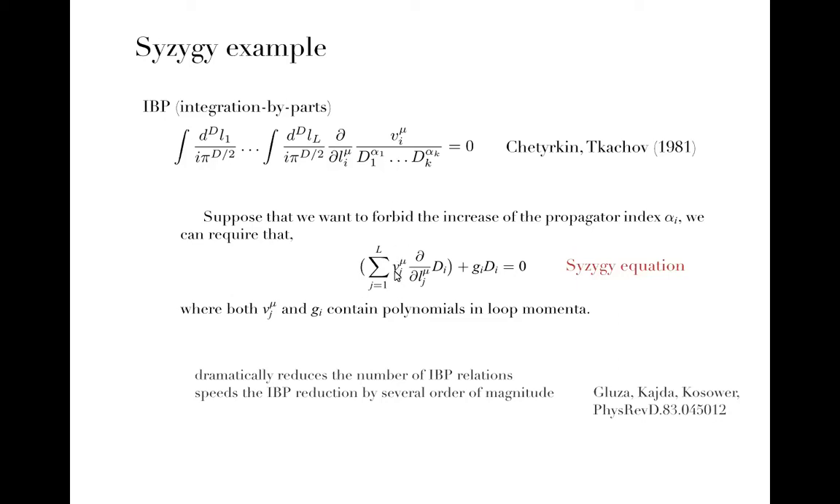So we want this V and G to be polynomials of loop momentum L1 to LL. But to solve this linear equation, the required results should only be polynomials. It's not a linear algebra problem, it's a CCG problem.